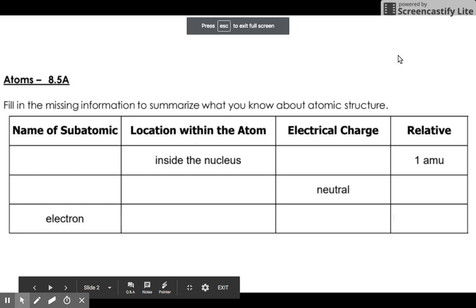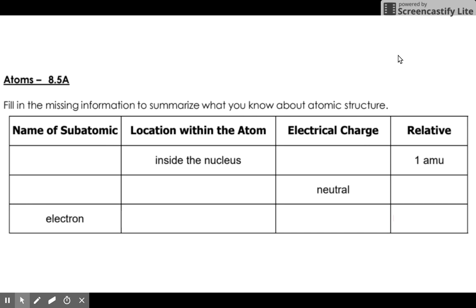All right, you guys, turn to Atoms 8.5a. The first thing that you're going to do is fill in the missing information to summarize what you know about atomic structure. On this particular page, go ahead and get out your journal and you can use that information to fill it out. Go ahead and pause the video for right now so you can fill out that information, and on the next slides, you're going to check your answers. Pause the video now.